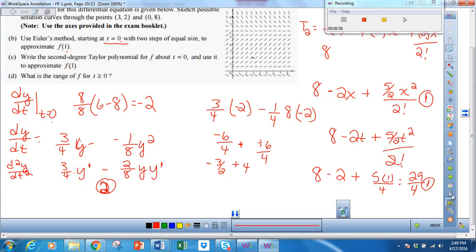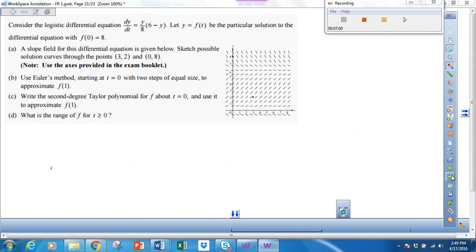The last one required you to know that this was a logistic function. And because this is logistic, what is our carrying capacity? Our carrying capacity is 6. But the reason that this was strange is because we started at 8. But our carrying capacity from this logistic function, and it told you it was logistic, is 6.